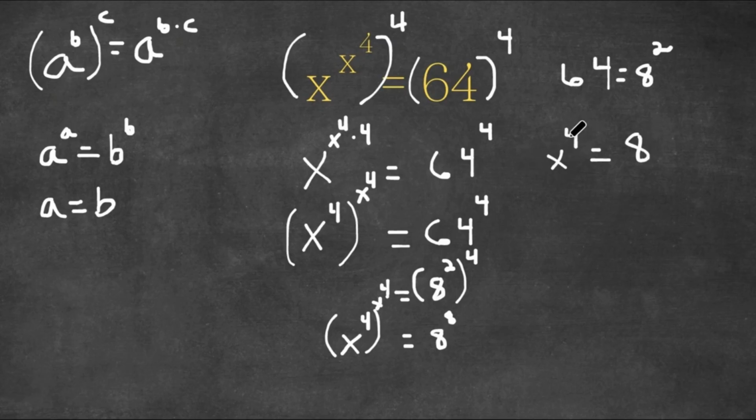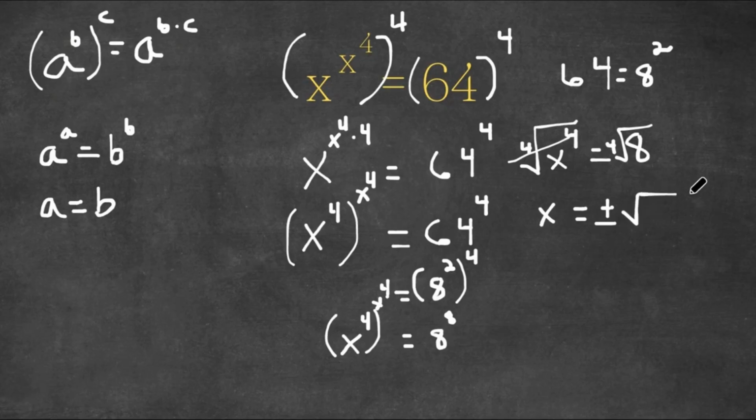Now we want to cancel this fourth power here, so we're going to take the fourth root of both sides. Now these two would cancel out, so on our left side we would have x, and on our right side we would have equals positive or negative, remember it's plus or minus, the fourth root of 8. And this is our answer.